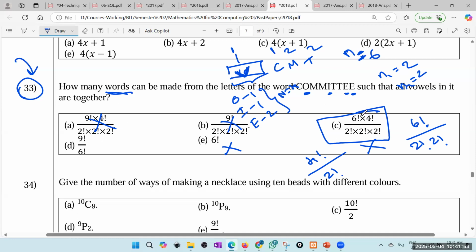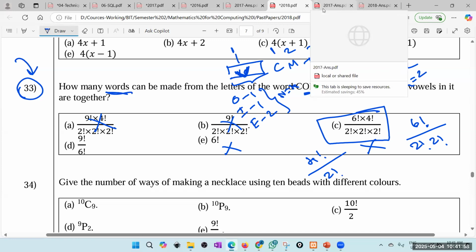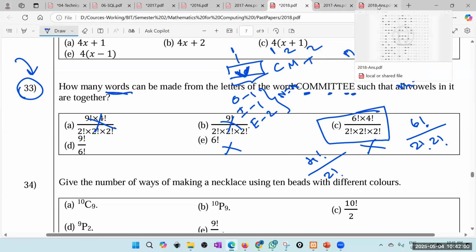But for the time being I will go for C. Right? I will go for C.